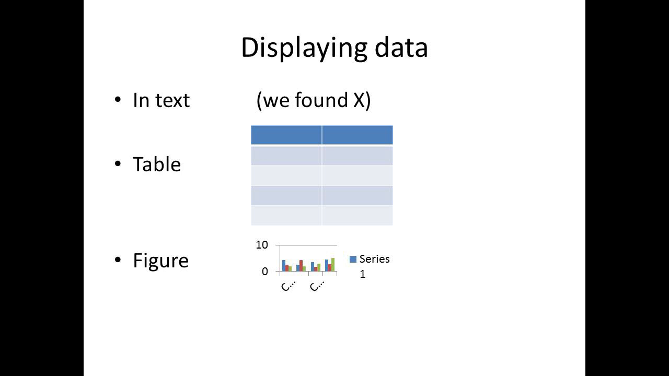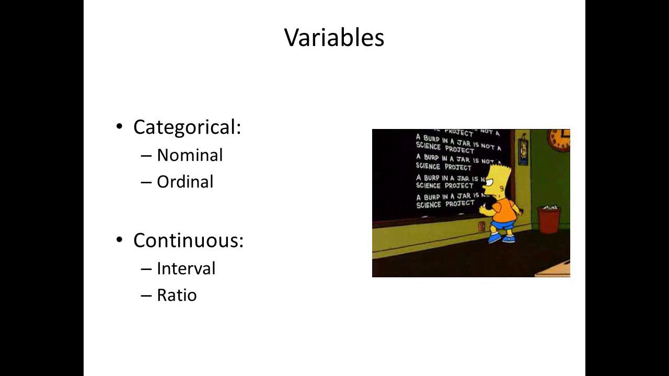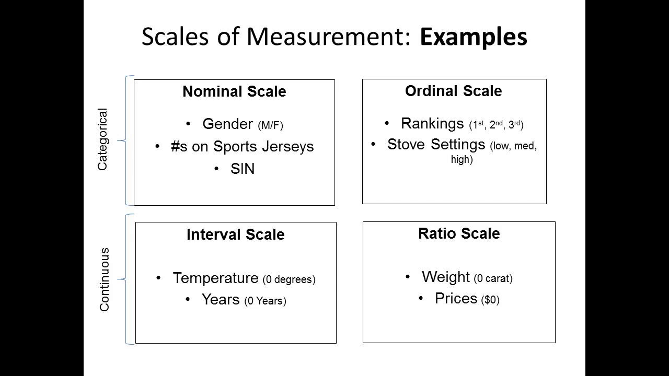So as we go ahead and try to figure out how to describe and display our data, the first task is to figure out what kind of data we have. Which brings us back to variables. So as we mentioned before, variables are whatever you're measuring, and they fall into 2 broad types. Categorical variables are in categories, and continuous variables exist along a spectrum.